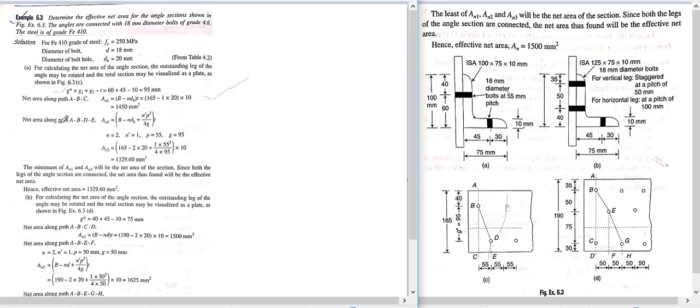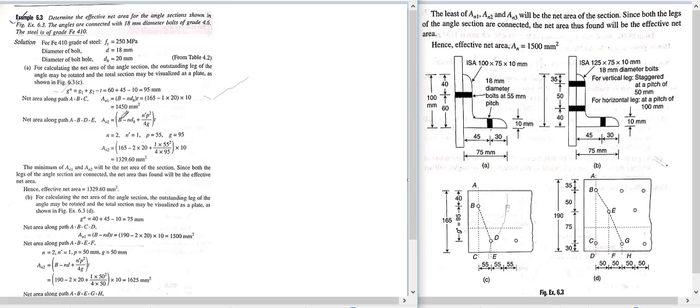Then net area along path ABDE. So ABDE. Okay, in this path there are two bolts, and the line of path has changed only one time. As we know, when the path or line of path changes, we have to add some staggered distance.